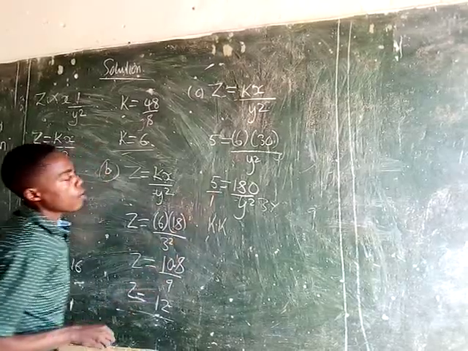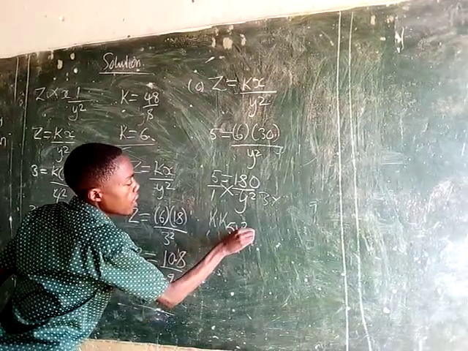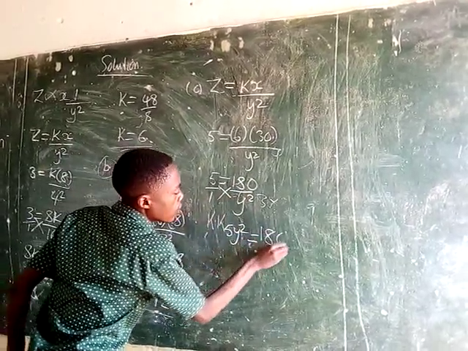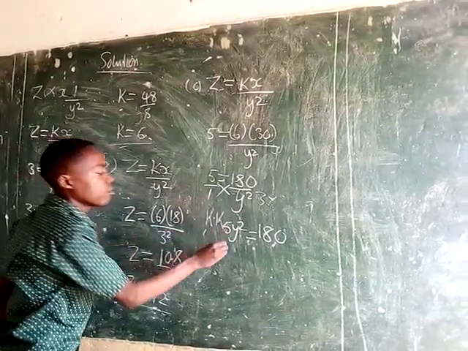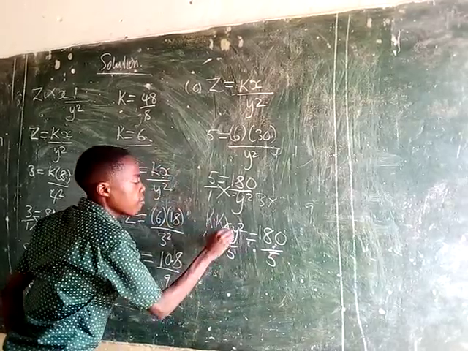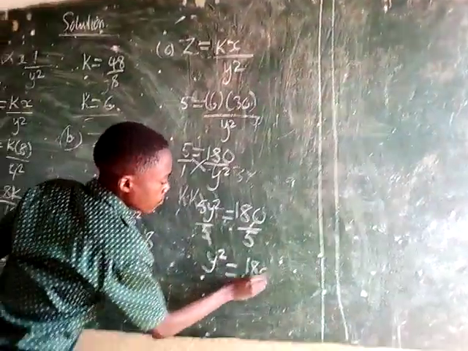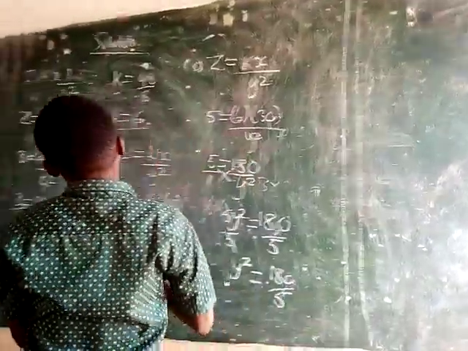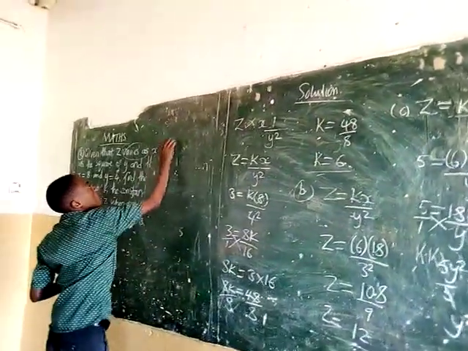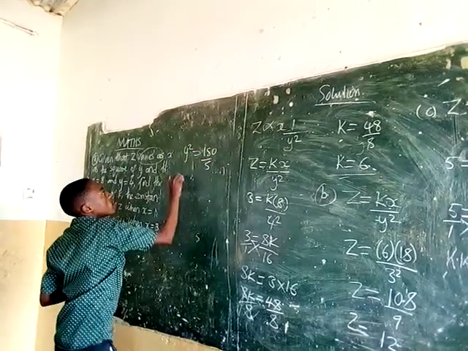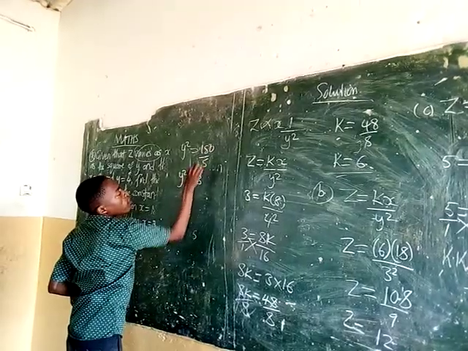This is the same as over 1. We cross multiply. 5 times y squared, this is 5y squared, is equal to 180 times 1, which is 180. So for us to remain with y squared, we divide both sides of the equation by 5. 5 and 5 go, we remain with y squared is equal to 180 over 5. Y squared is equal to 5 into 18 is 3, 5 into 30 is 6.